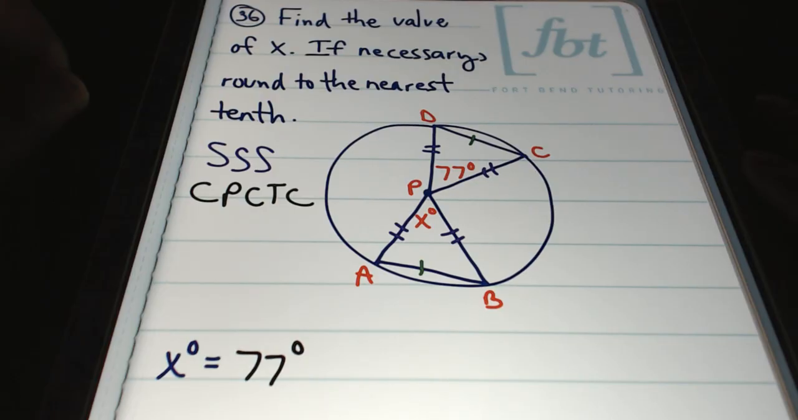That's right. So Chosen Creeper says, "That feel when the answer is there all along." That's right.